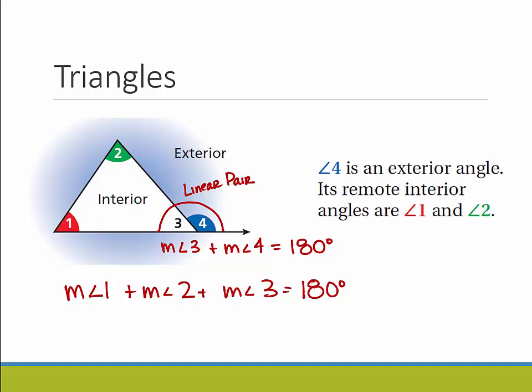So we name these. If you're on the inside, you're obviously an interior angle. On the outside, you're an exterior angle. And we have things called remote interior angles. So if we're looking at angle 4 on the outside here, we don't want the angle that's right next to it on the inside. We want the ones that are far away from it. And those are the remote interior angles. Like a remote location is out in the middle of nowhere.